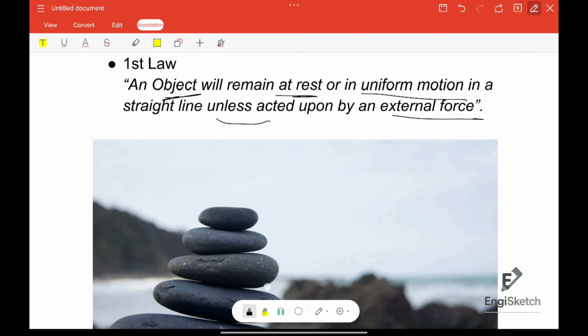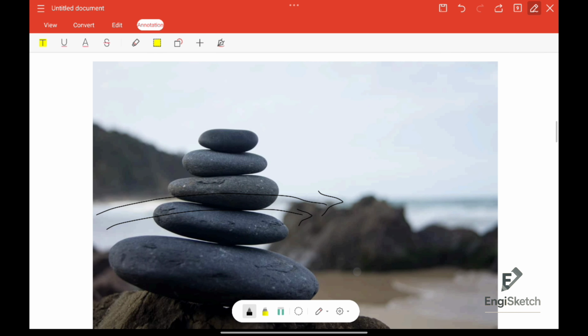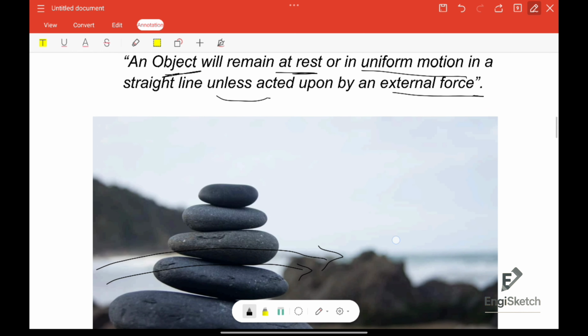there's an external force acted upon them. So if there's an external force, for example, wind came here or someone pushed them, in that case they will move or they will change. So this is what the first Newton's law describes.